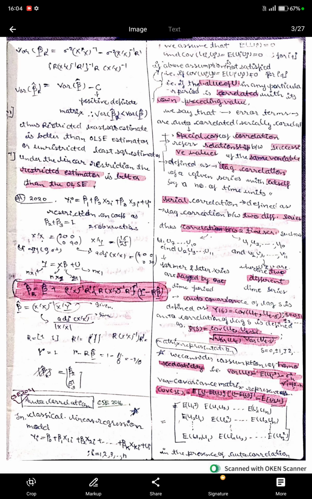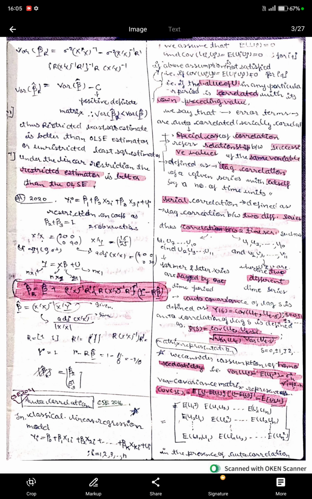So autocorrelation. In classical linear regression model, Yi equals to beta naught plus beta 1 X1i plus beta 2 X2i plus and so on beta k Xki plus ui. i takes value 1, 2, 3 and so on small n. We assume that expectation of ui equals to 0 and covariance ui comma uj equals to expectation ui into uj equals to 0 for i not equals to j.